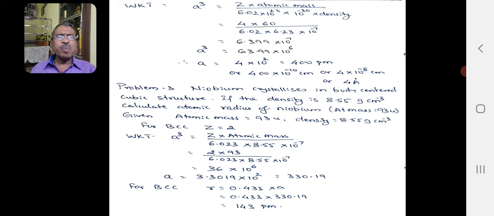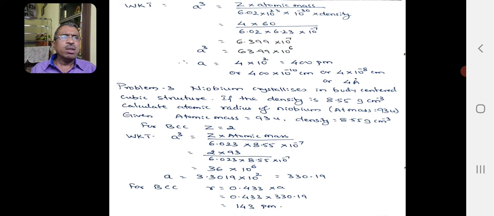Coming to another problem, niobium crystallizes in body-centered cubic structure. If the density is 8.55 grams per centimeter cube, calculate the atomic radius of niobium, and the atomic mass of niobium is 93.4.